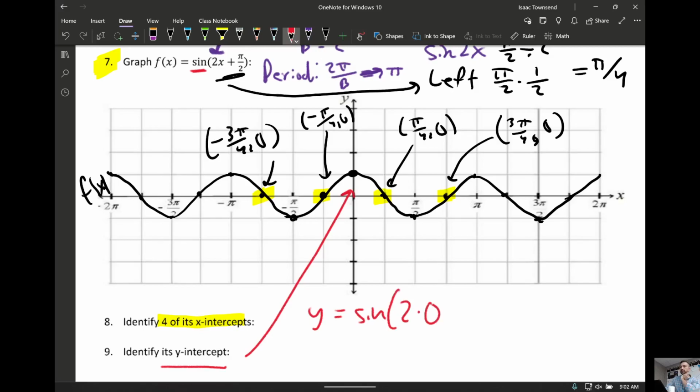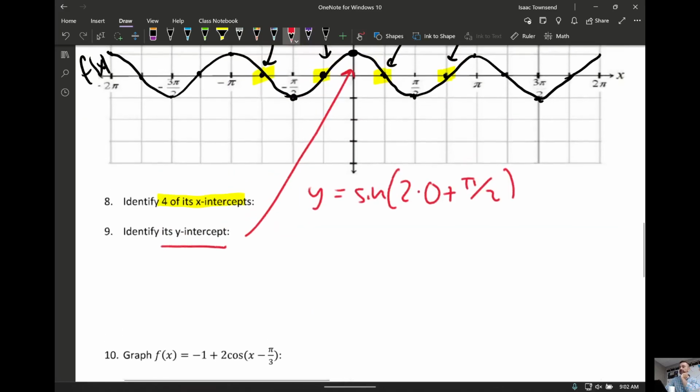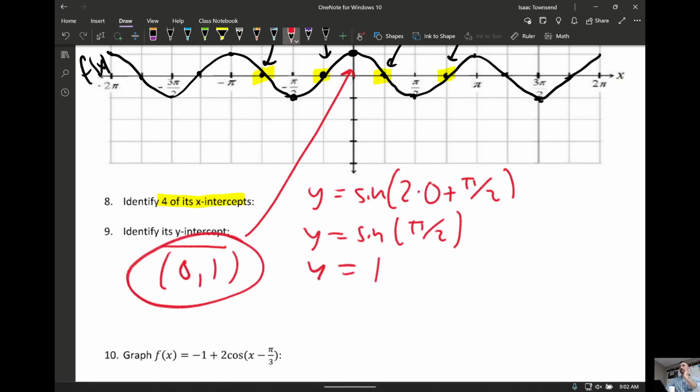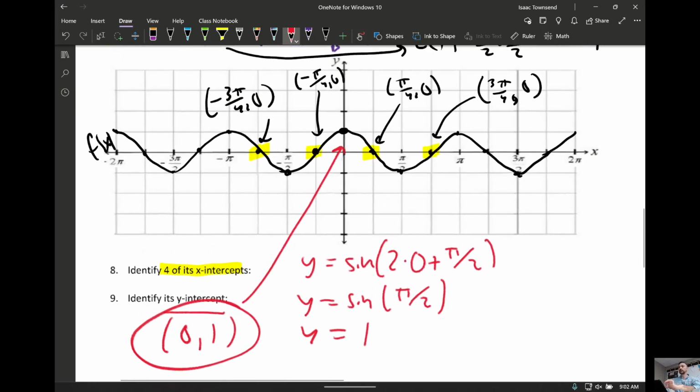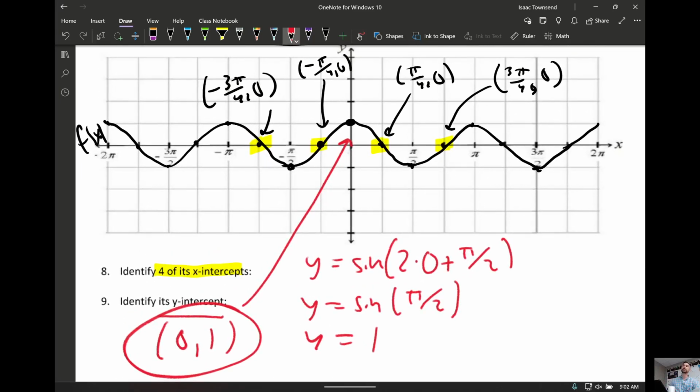All y-intercepts have an x value of 0. So plug in 0 for x and solve for y. It looks like when x is 0, y is 1. So this time it is exactly what it looks like. It wasn't just close to it. But assuming you know the unit circle, that's pretty easy and quick to check.